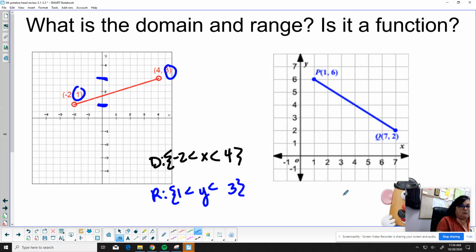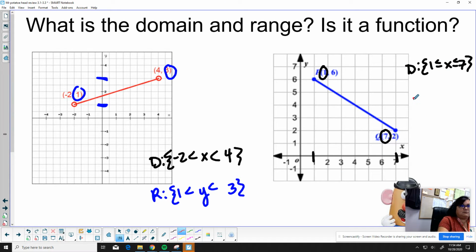So if I do the same thing over here, let's start with the domain again. You should press pause and try this if you haven't already. So the domain is between 1 and 7, and it includes 1 and 7. And again, you can see the numbers in the ordered pair. So 1 and 7 with an X, and since they're closed, it's less than or equal to for both.